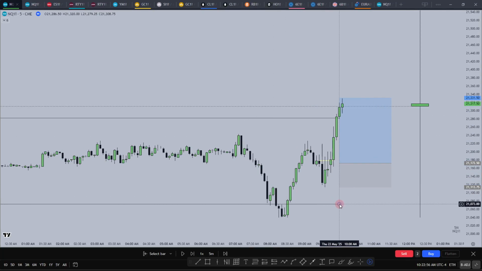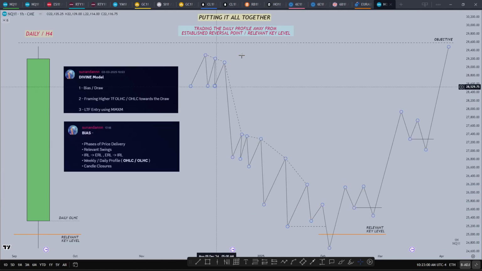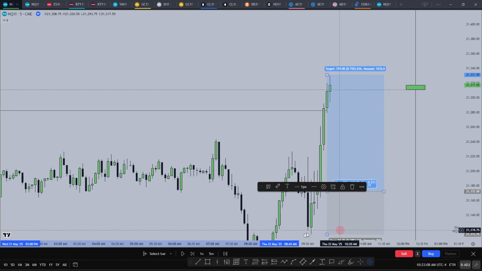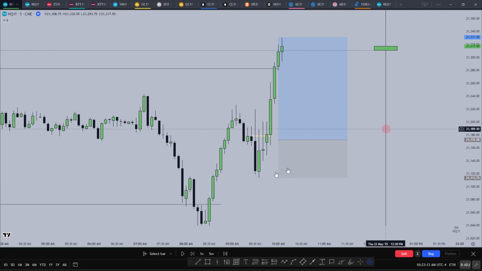Trading the daily profile. Trading the daily profile away from the established reversal point, the relevant key level, towards the objective. Same thing: away from the relevant key level, established reversal point, continuation away towards the objective.